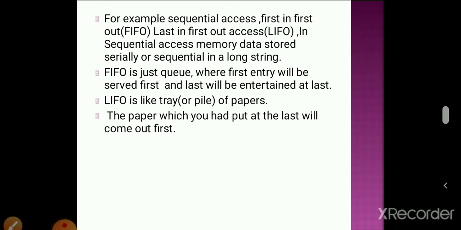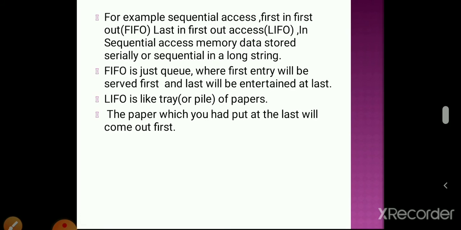Okay. Now FIFO. FIFO is just a queue. In the FIFO method, it is just a queue, where the first entry will be served first and the last will be entered at last. Just for example, in your school, in the inning and outing process with roll number wise. The first roll number comes into the school first, and for the outing process, the first roll number comes out first. First in, first out.